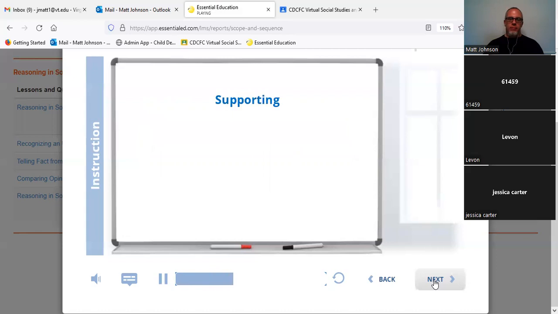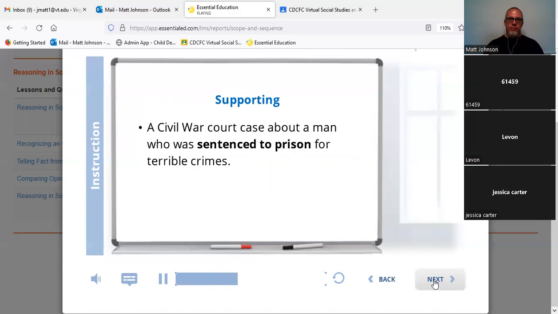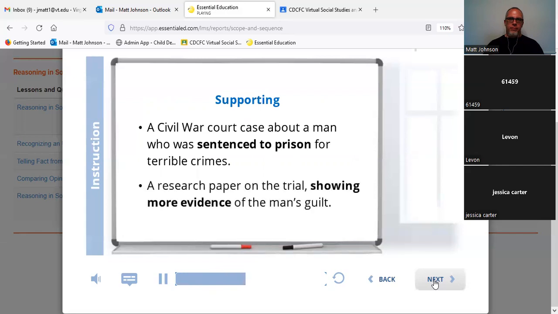A supporting relationship is when one text reinforces the claims made in another text. I remember reading a Civil War court case about a man who was sentenced to prison for terrible crimes. There was some question whether or not the man was guilty or innocent. Years later, a historian wrote a research paper on the trial showing more evidence of the man's guilt. The historian's paper was supportive of the court case. A supportive relationship is when one text backs up claims made in another text.